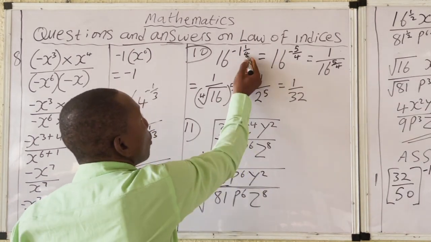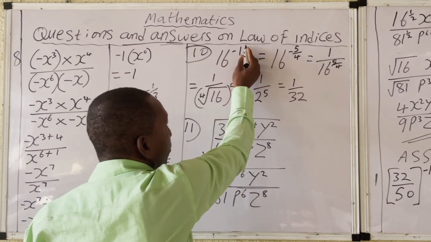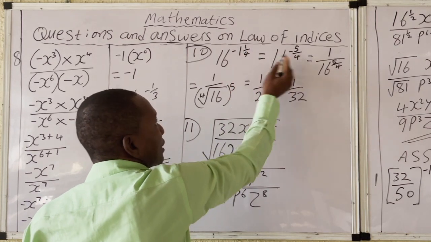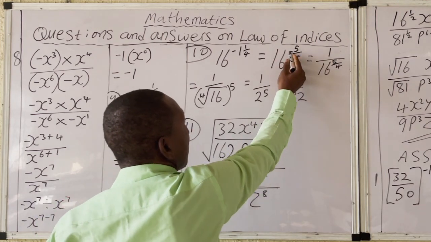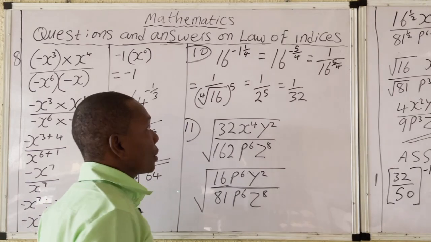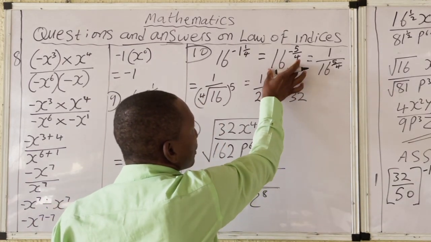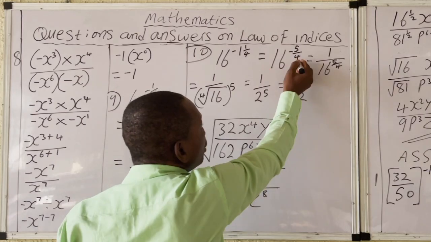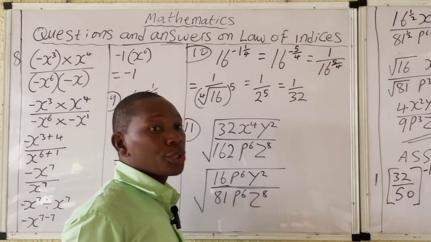So we now have 4 times 1 is 4, plus 1 is 5. We now have minus 5 all over 4. 16 raised to the power minus 5 all over 5. I just converted this to an improper fraction. All right? So note that. Now, after getting this, remember, the numerator is the power, while the denominator is the root.